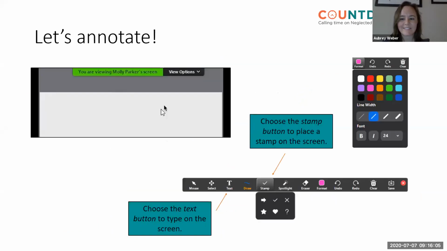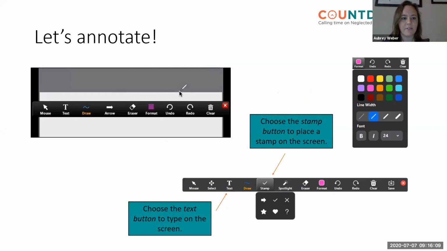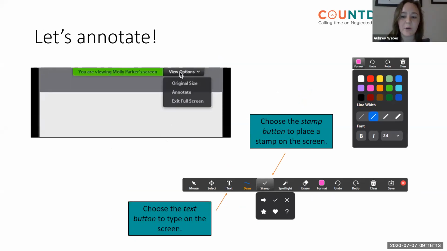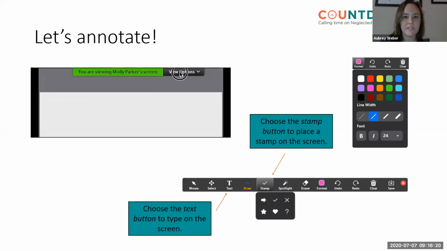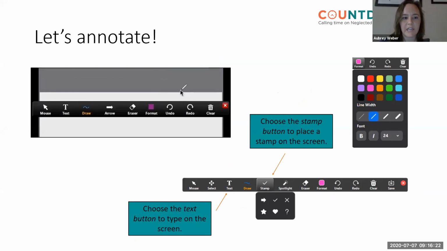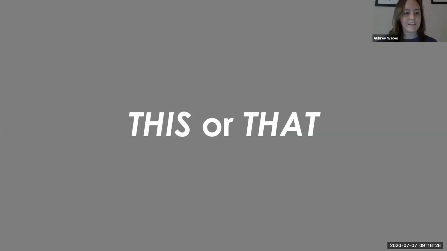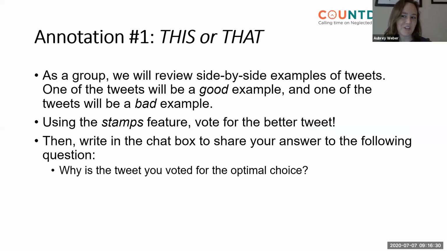Next slide. So we're going to annotate, and if you were here with us for our last 2 sessions, you will be an expert at annotation now. But just as a reminder, at the top of your screen, you will see view options and you'll be able to click annotate. If we go to the next slide, this annotation feature will be called This or That. And if you go to the next slide after that, these are our instructions moving forward with this activity.